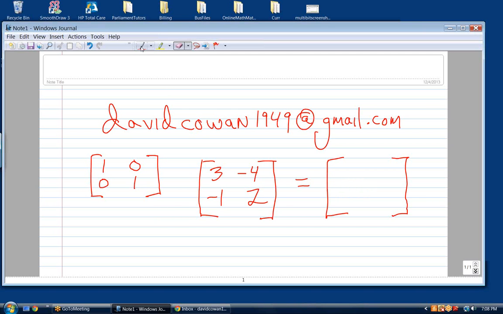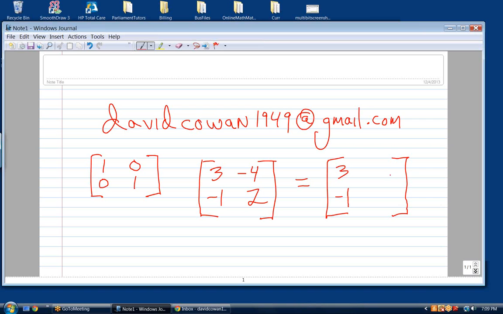Okay, so let's do this one. Upper left, you would do 1 times 3 plus 0 times negative 1. And that would be 3. Lower left. And then you do 0 times 3 plus 1 times minus 1. Which is a minus. So it's a minus. Okay. So negative 1.